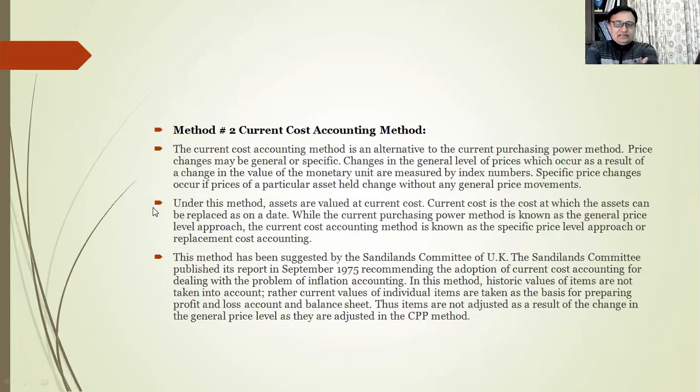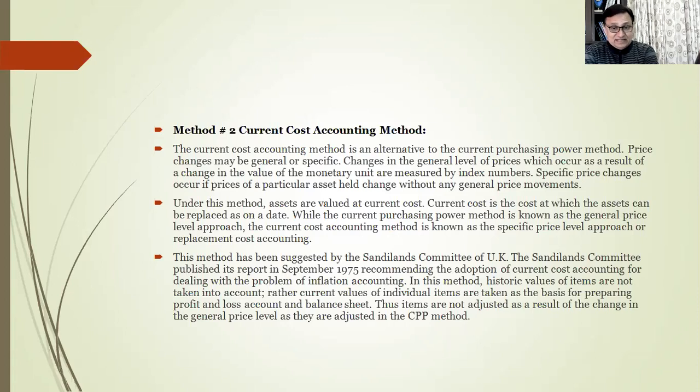The second method is the current cost accounting method. This current cost accounting method is an alternative to the current purchasing power method, in which we use a conversion factor taking into account the general price level at the time of revaluation and at the time of purchase, or mid period or average index. Price changes may be general or specific. Changes in the general level of prices, which occur as a result of a change in the monetary value of the monetary units, are measured by an index number, as we have seen in the last method.